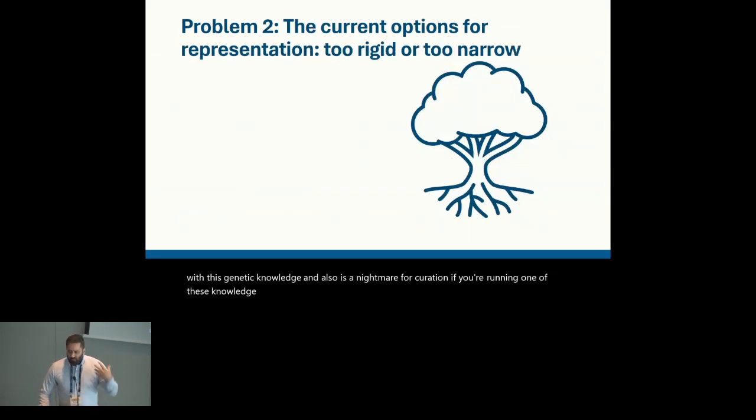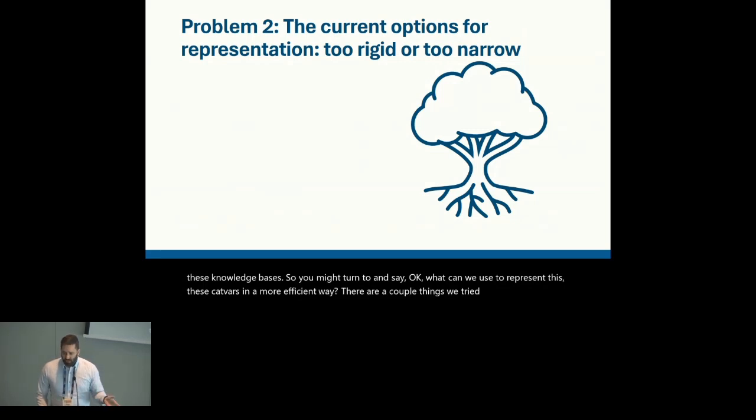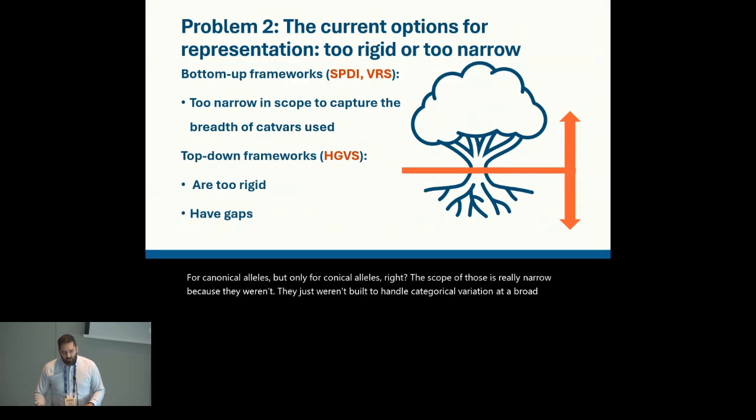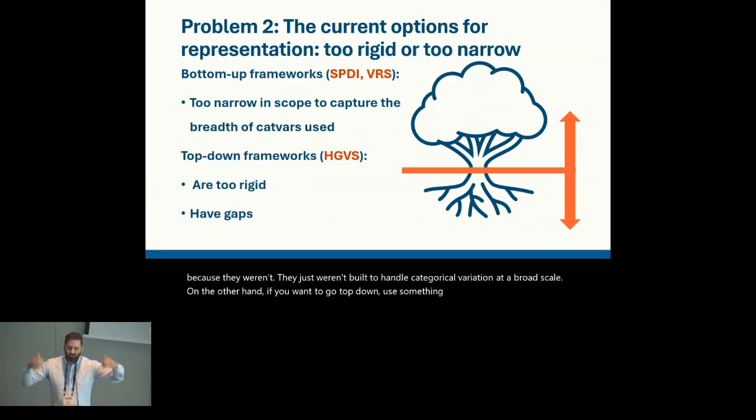So we might turn to and say, okay, what can we use to represent these Cat-VARs in a more efficient way? There are a couple of things we tried as a field over the time, but there were no really good solutions. So if you try to use something bottom up, like SPDI, for example, which does work for canonical alleles, but only for canonical alleles, right? The scope of those is really narrow because they just weren't built to handle categorical variation at a broad scale. On the other hand, if you want to go top down, use something like, okay, let's just all use the HGVS nomenclature. We can be cool.